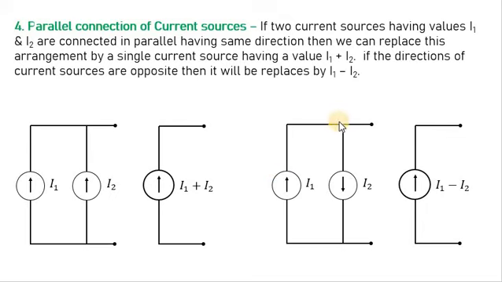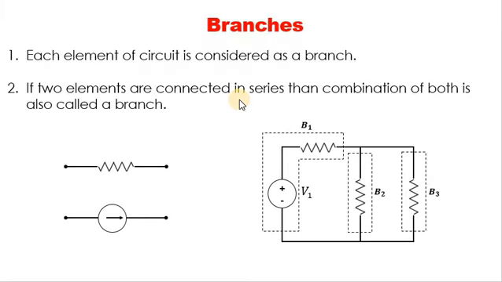So I1 is going this side, which is delivering some current to the terminal, and I2 is consuming something from it. So I have to subtract this I2 from I1, which is actually the current reaching this terminal, this particular branch here. So I can replace this arrangement by a single current source having a value of I1 minus I2. Okay, so this is about the connection of voltage and current sources in series and parallel.